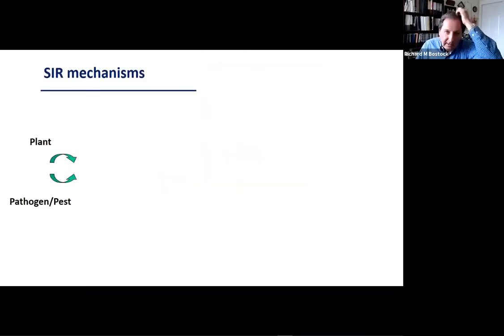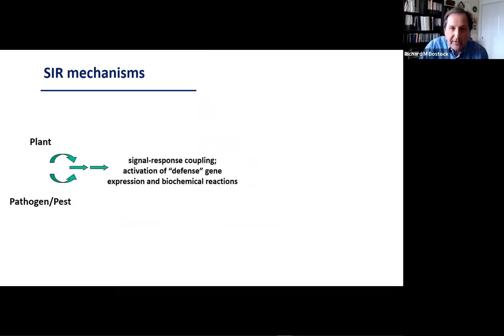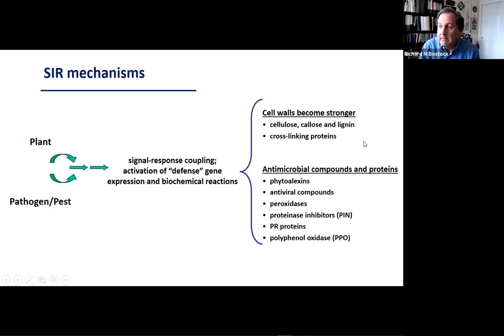Now, here's the model. When a plant and a pathogen or an insect pest interact, there's all kinds of signals that are generated at the site of attack. And we call this signal response coupling, such that there's an activation of defense gene expression and a whole slew of biochemical reactions. Now, what some of these things are: the plant cell wall can become stronger. In some places you may get deposition of new cellulose and callose, which is a glucose polymer, let's just put it that way.